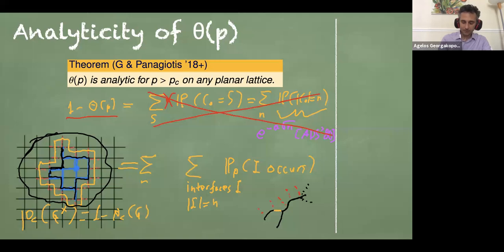But what we can do in this case is use the inclusion-exclusion principle. So instead of interfaces, I'm going to work with nested collections of interfaces, which I will call multi-interfaces. And then by using the inclusion-exclusion principle, I do get this equality. Okay, we're making progress. We are not at the end yet.